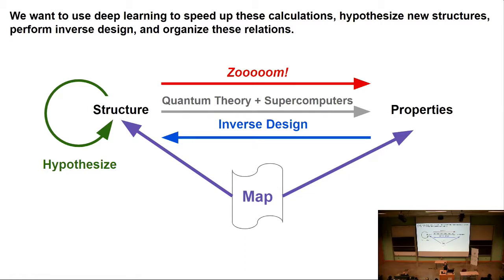So I mentioned I have to use quantum theory and supercomputers. These things can take anywhere from minutes to hours to weeks to years to run these calculations. So I'd like to be able to do that faster. So maybe deep learning can help with that, to emulate my quantum mechanical calculations. I would like to propose new structures.